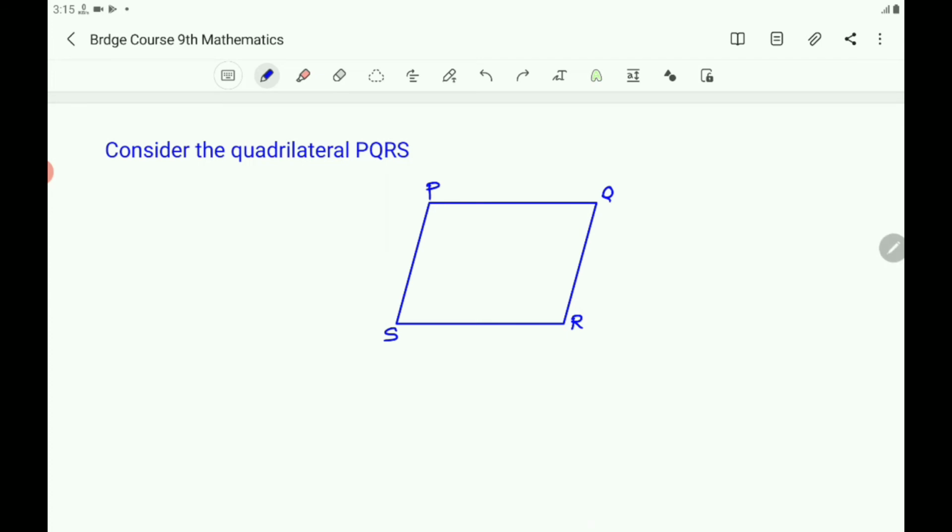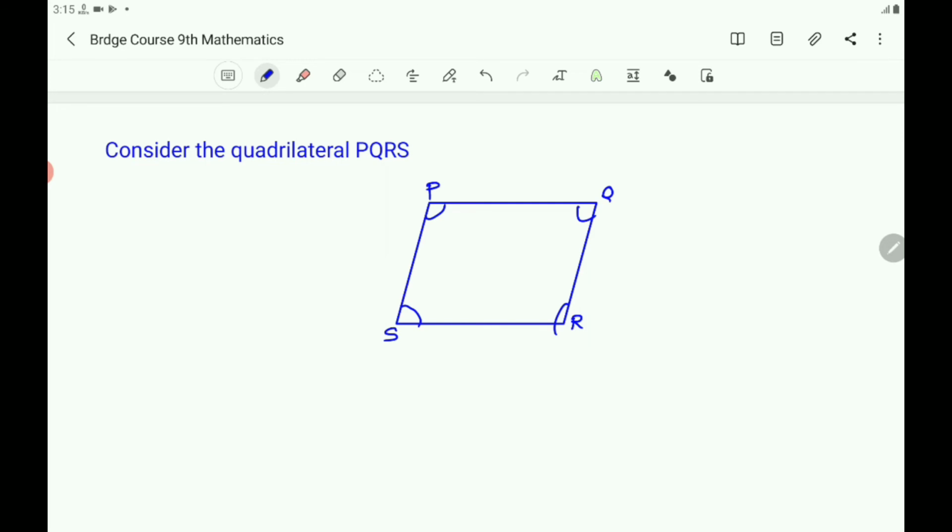Now about the opposite angles. Angle S means angle PSR, and angle Q means angle PQR. This is 1 pair of opposite angles. And angle P and angle R, that is the second pair of opposite angles. Here angle P means angle SPQ or QPS. Angle R means angle QRS or SRQ. These are the two different pairs of opposite angles.